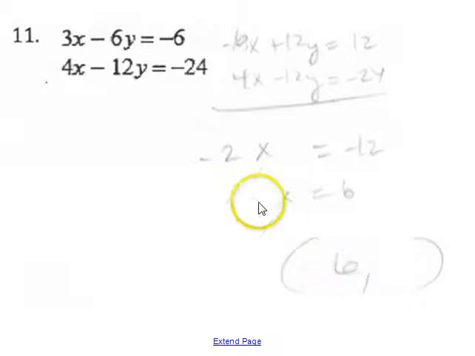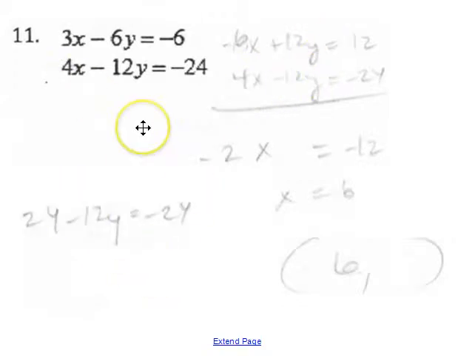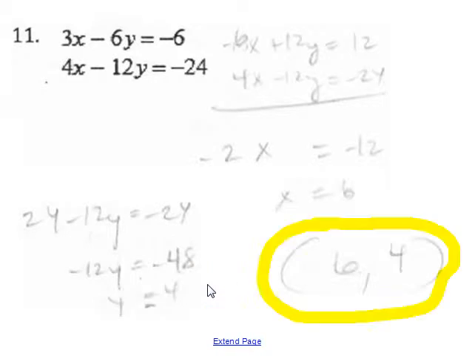Put 6 back into any of these equations. When I say any, if you've crossed these out so much and scribbled them so much that you can't read them anymore, you could put 6 back into one of these equations. I chose to put it into the bottom one here. 4 times 6 is 24. I keep the rest of this equation, as I've written down here, and now I'm going to solve for y. I move the 24 over, and I get -12y equals -48. I divide by -12. I find that y is 4, and there's my answer.